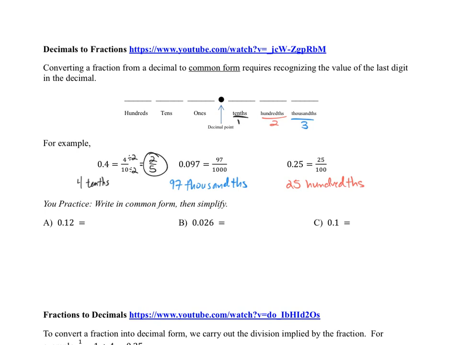And it is important to recognize when you can simplify a fraction and then actually simplifying the fraction. So for the case over here, 25 hundredths, we can divide each of these by 25.